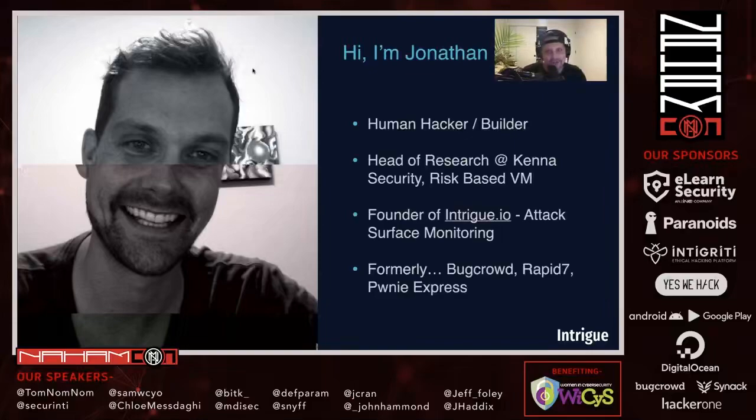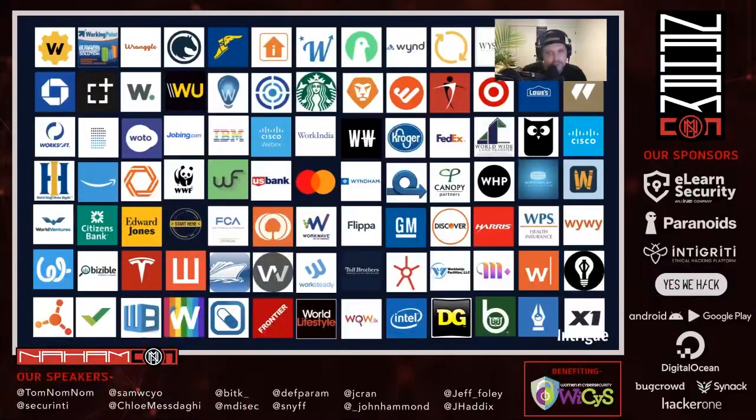As I mentioned, Jonathan is my name, and I go by J Cran. Everybody calls me J Cran. I'm currently head of research at Kenna Security, which does risk-based vulnerability management, and I'm also the founder of Intrigue.io, which does attack surface monitoring for about 100,000 companies on a regular basis. And formerly Bug Crowd, Rapid7, and Pony Express.